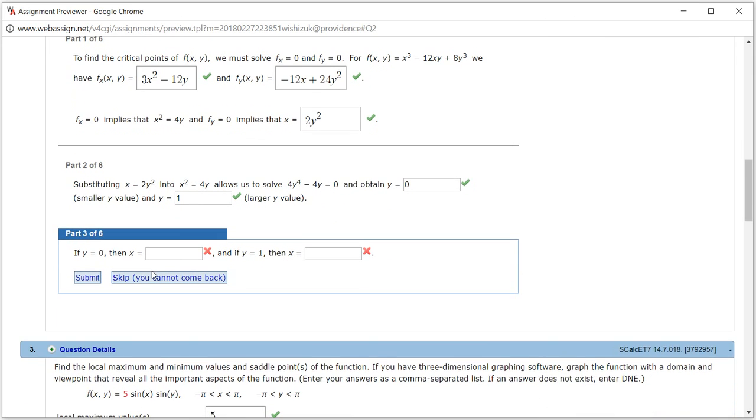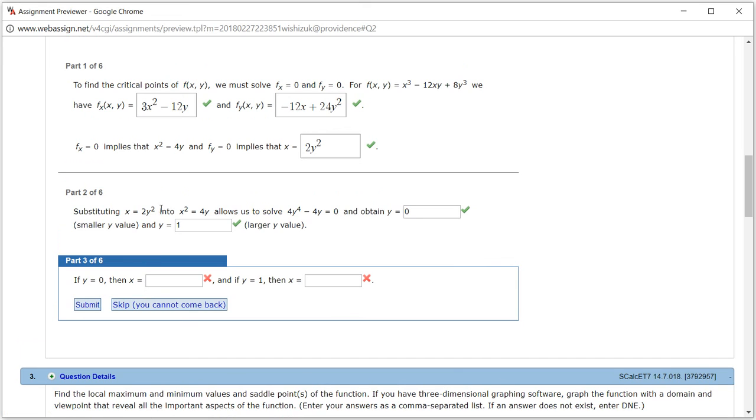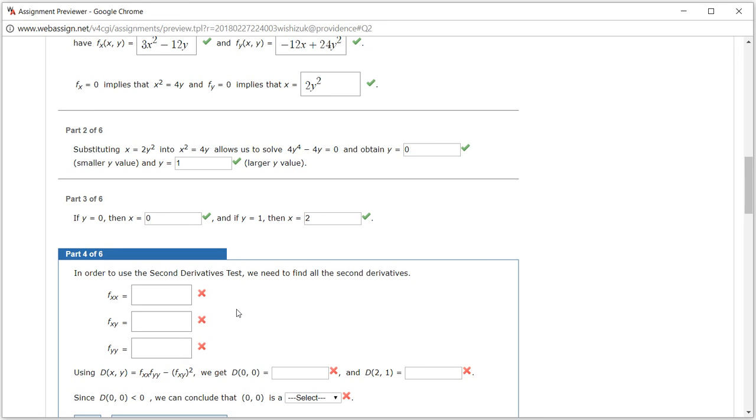Let's look at part 3. When y equals 0, x is 2y squared, so x is going to be 0 as well. And if y is 1, then you have 1 squared, so x is going to be 2. Let's check the answer. It came back and looks like we got part 3 correctly.